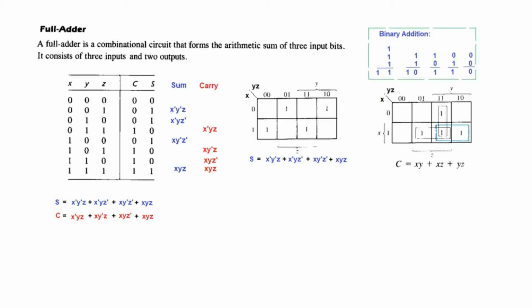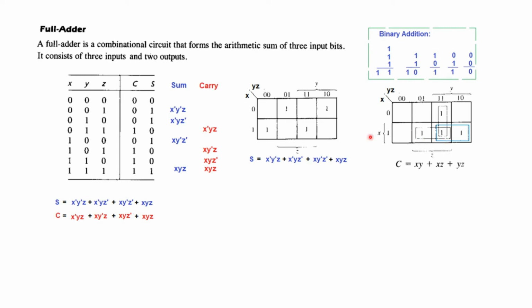Same way we input the values of the carry function. So we have a 1 at 0, 1, 1. So 0 and 1, 1. So we put a 1 here. And similarly we put these other 3 ones. And now you can see that you can combine these two. You can combine these two. And you can combine these two. And now you can write the equations of these combinations.